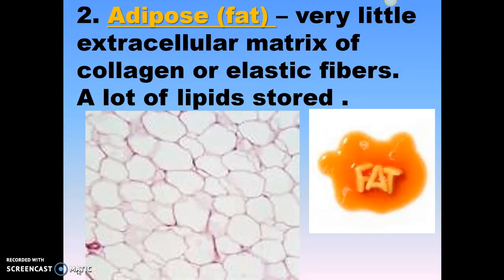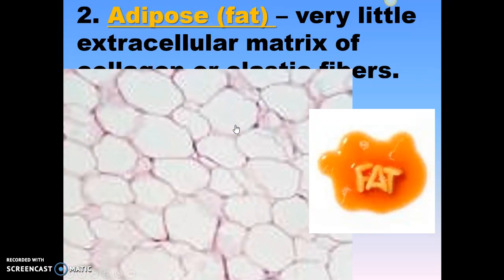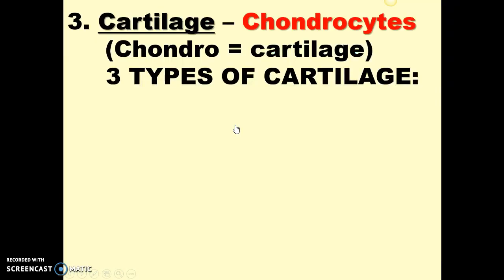Adipose. Adipose looks fat. I mean, if you look at this, the little nuclei are shoved clear to the outside edge of the cell membrane because it is full of fat. The cell stores fat. Adipose, fat. Know it. Whoa, that's big. Cartilage. Chondro means cartilage.